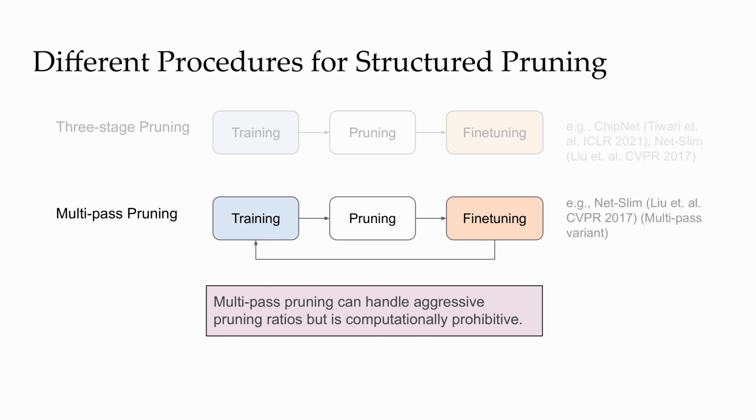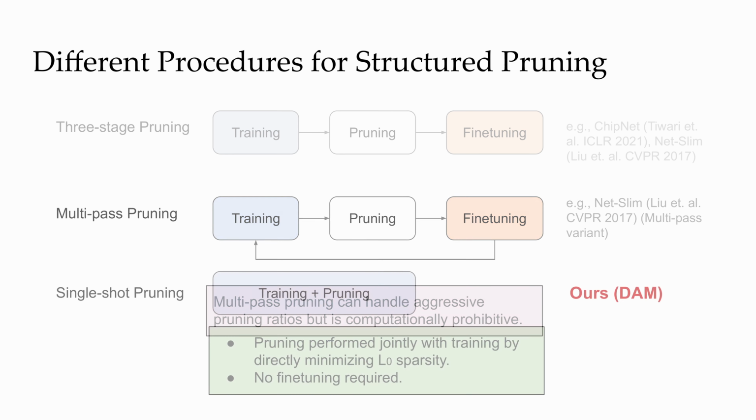Another procedure for structured pruning is to repeat the training, pruning, and fine-tuning stages multiple times in a multi-pass scheme. This can help in resolving the instabilities of single-pass schemes. However, multi-pass procedures are significantly more expensive than single-pass methods.